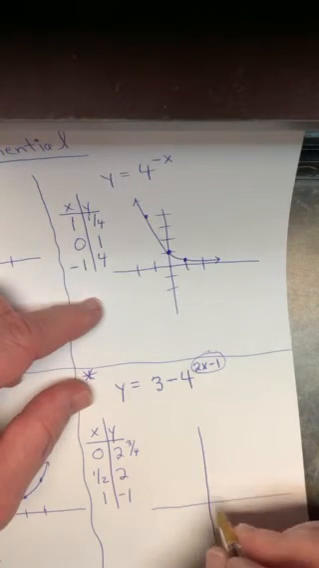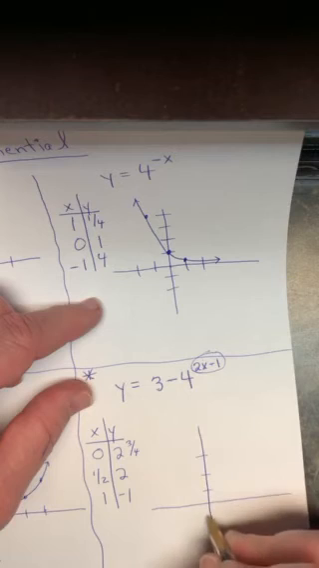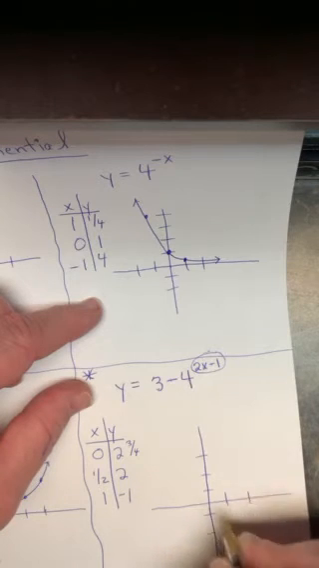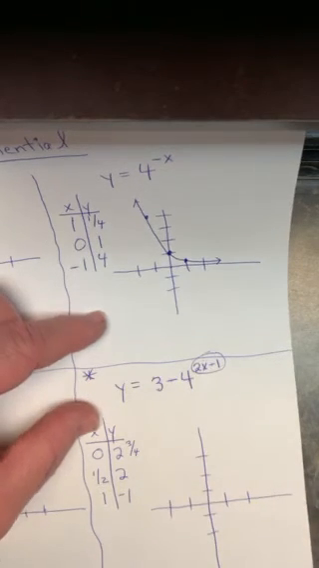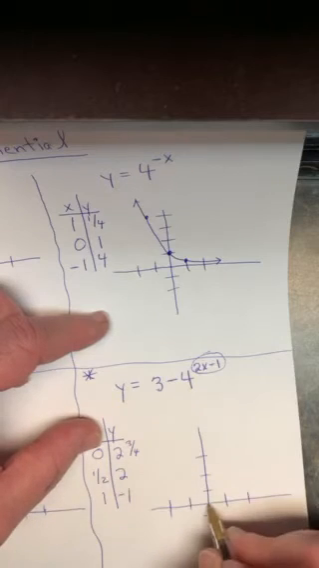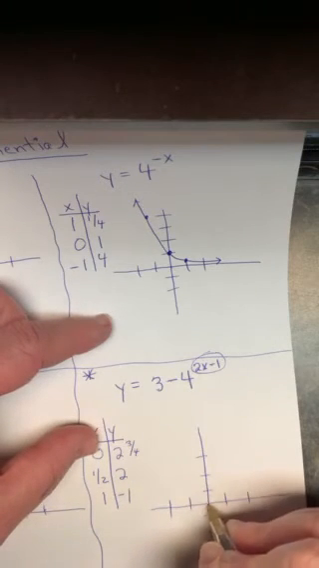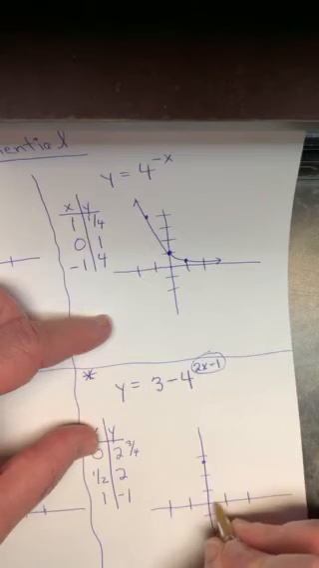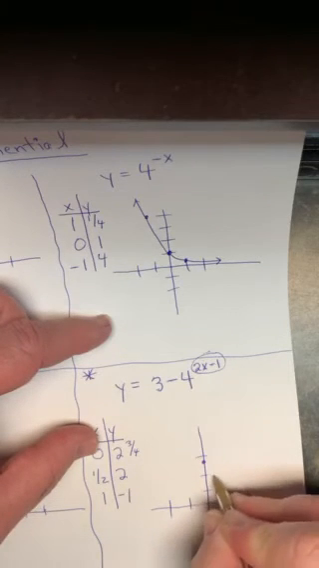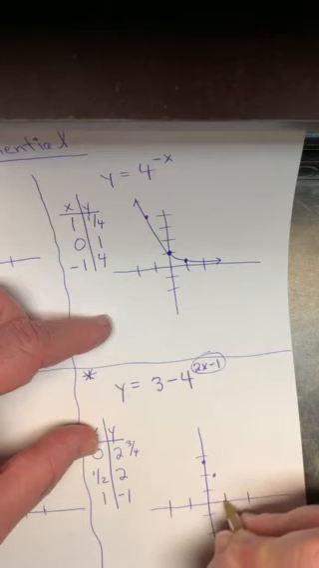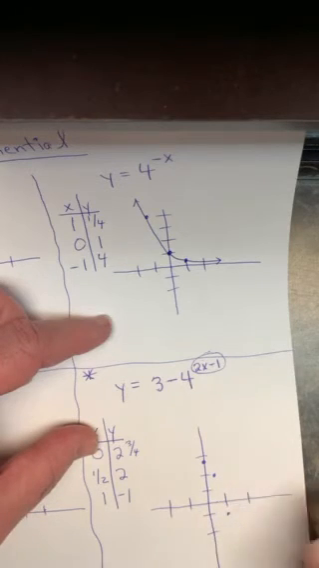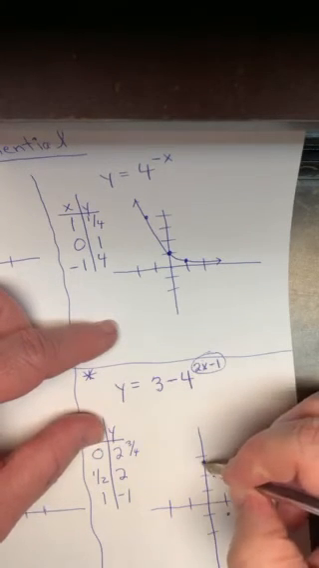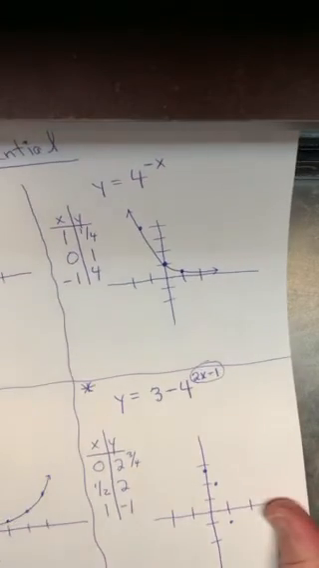Plotting these numbers, I'm going to go up a few, down a couple, right a couple, left a couple. Now, careful, when I plot this first point, it's right 0 and up 2 3/4. Big deal. Right a half and up 2. Right 1 and down 1. Whoa. So this thing here, what the heck's going on?